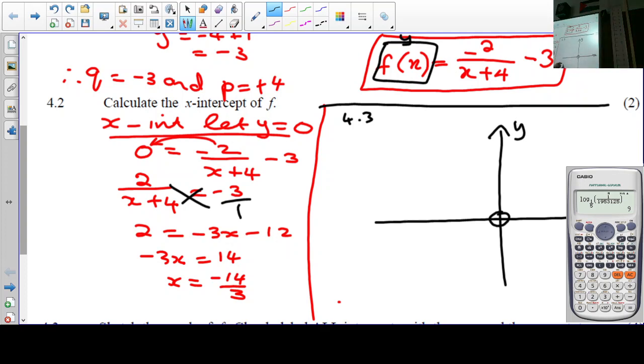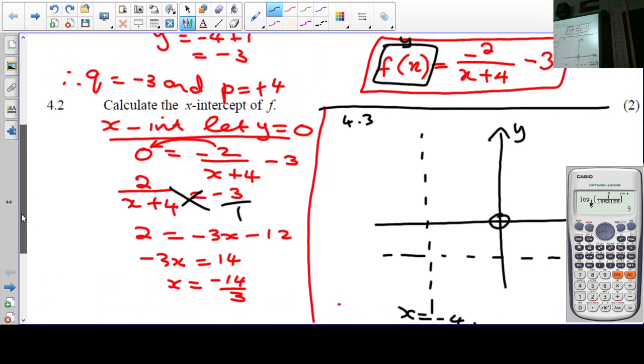Y is equal to? Negative 3. And x is equal to? Negative 4. Remember when we draw these graphs, there are 2 points of intersection we normally draw. What are the 2 points of intersection? Your x and your y.